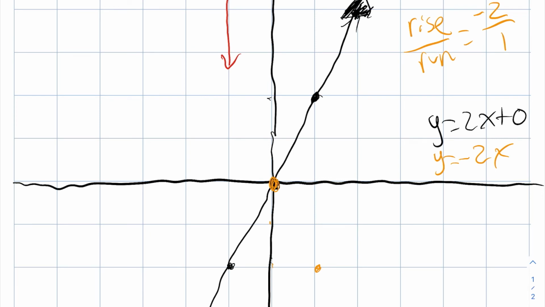So I'm going to go down 2 over 1, down 2 over 1. And then when I'm moving on the other way, I'm going to go up 2 over 1, up 2 over 1. Now, I always like to start at the y-intercept and work from there. Or if you're using point slope form, start with whatever point that they give you.